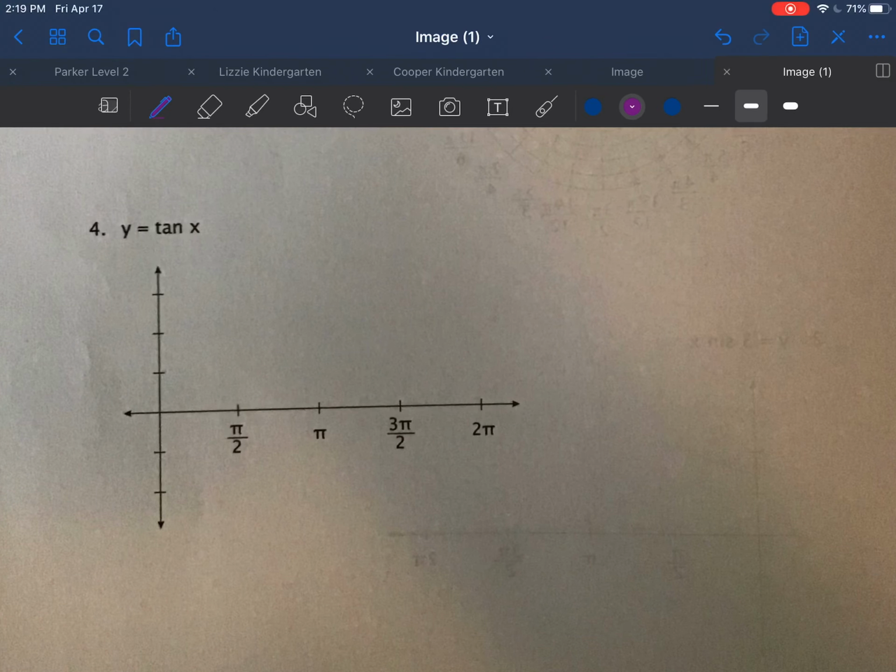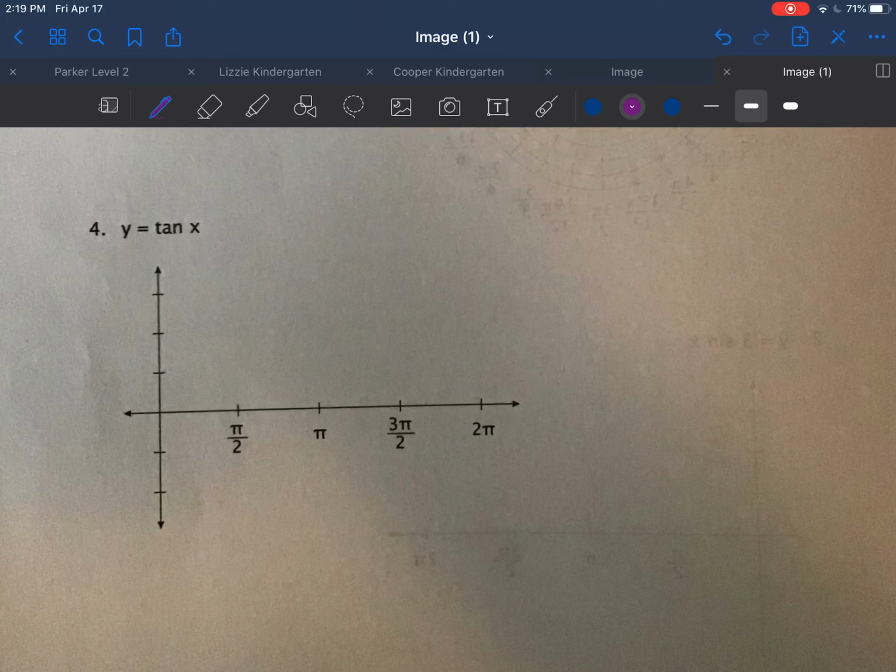Okay, number 4, y equals tan x. This is the basic parent function. Like I said, know the parent functions of sine, cosine, tangent, cotangent, secant, and cosecant. I'm not going to pick tangent, because it's on your review. So I'm going to pick either cotangent, secant, or cosecant and put it on your final. So remember where the asymptotes are on those.